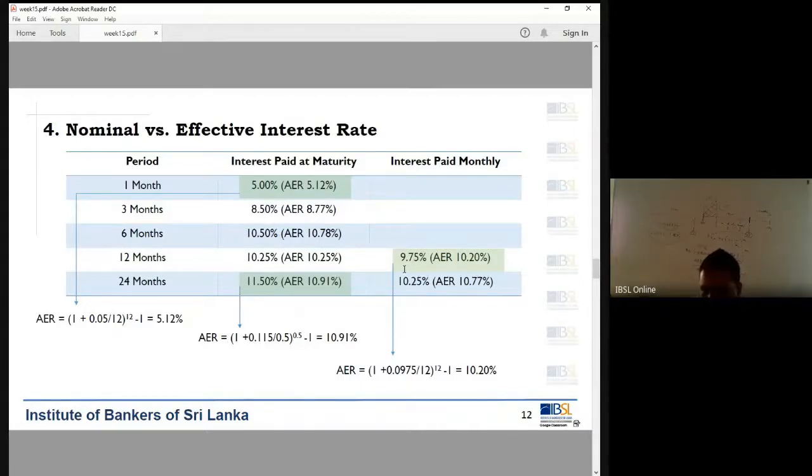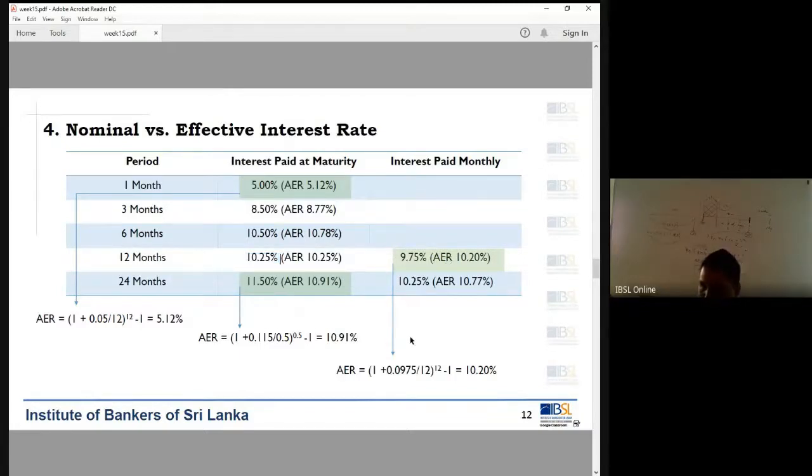Now look into this equation. 12 months, similarly, 12 months, but instead of getting interest at maturity, under this option we are going to get interest on a monthly basis. So now that's the difference. If you're going to get a monthly interest rate at 10.25, here also this 10.25 is obviously going to give you a much higher AER.